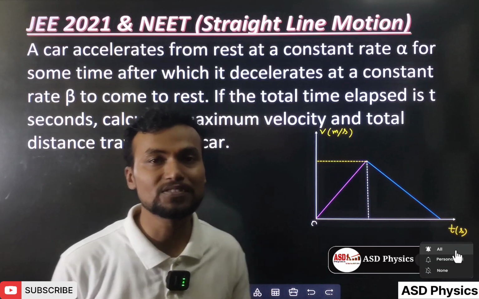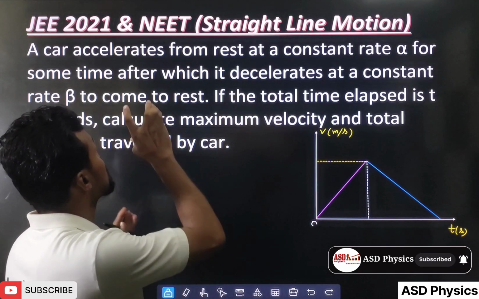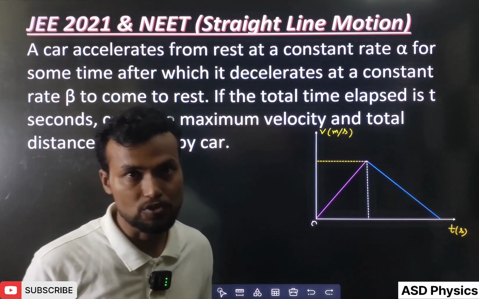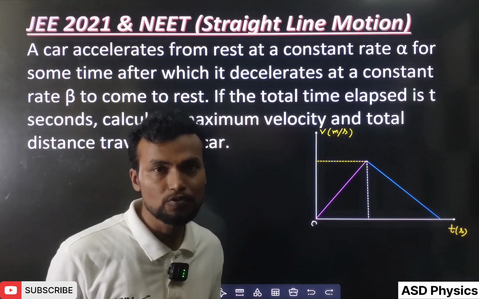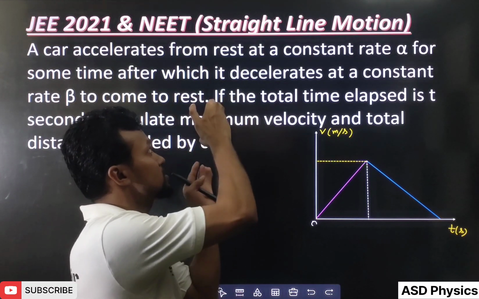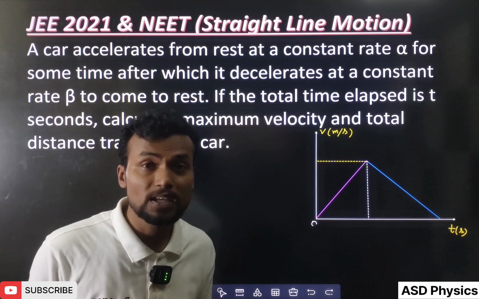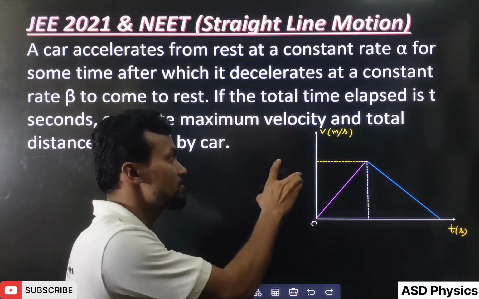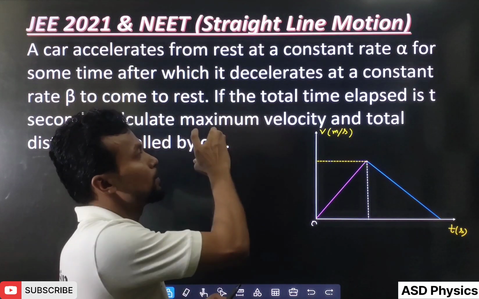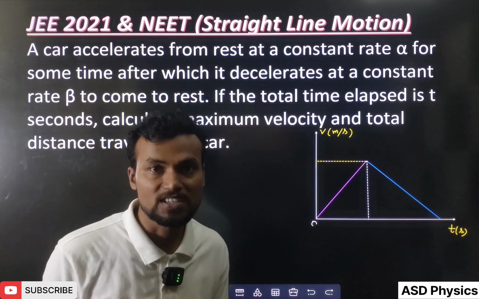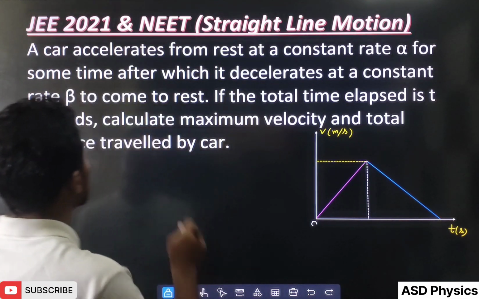So students, in this video we are going to solve a question from the chapter straight line motion. In this question we are going to see how we will draw the velocity time graph, and how this velocity time graph will be useful to calculate the maximum velocity and the total distance traveled. Okay, so let's start the video.